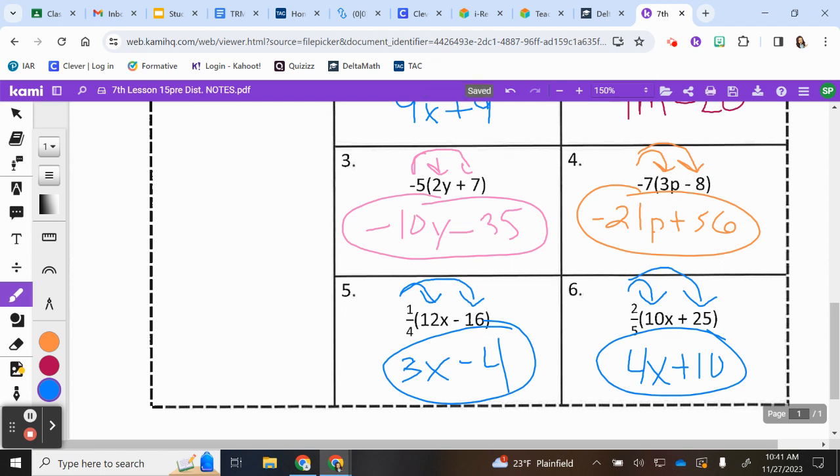All right, you can put this in your notebook, and then the sub has a 2-sided paper for you to try. Again, just be careful with those negatives.